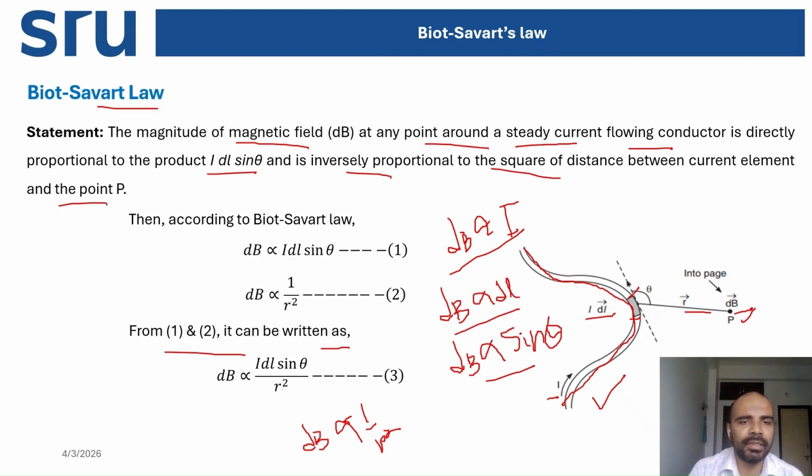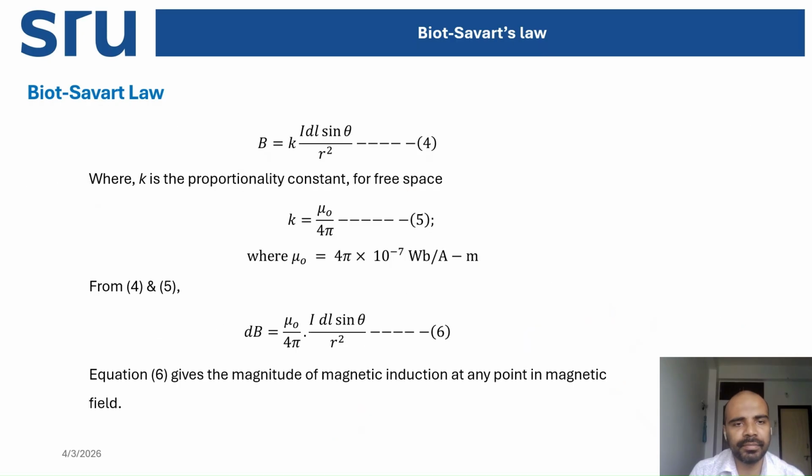So dB, that is the magnitude of the magnetic field at any field point due to the current carrying wire or the current element I dl, is proportional to I dl sine theta by r square. So let's move to the next slide.